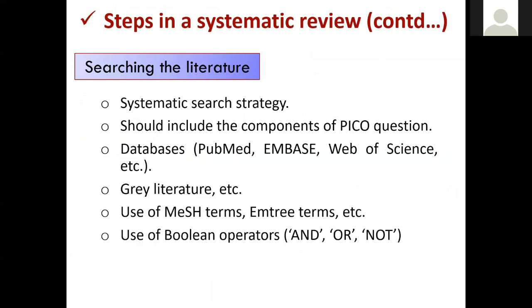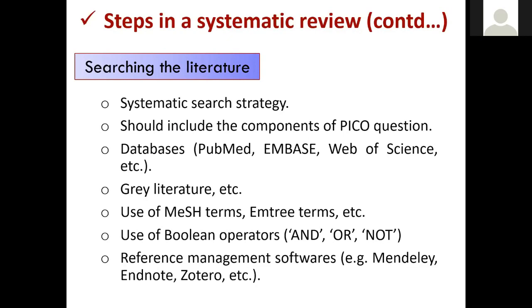You're also aware of MeSH terms and Emtree terms and Boolean operators like AND, OR, and NOT, which can help in stitching together the systematic search strategy. And of course, we have reference management softwares like Mendeley, EndNote, and Zotero, which can make life easier while dealing with the various references, the various studies.